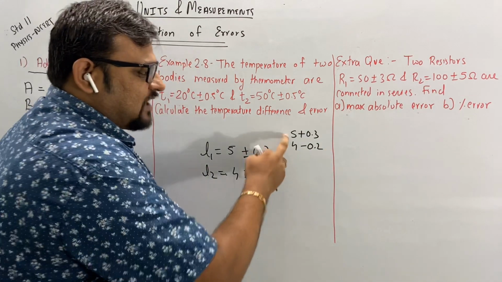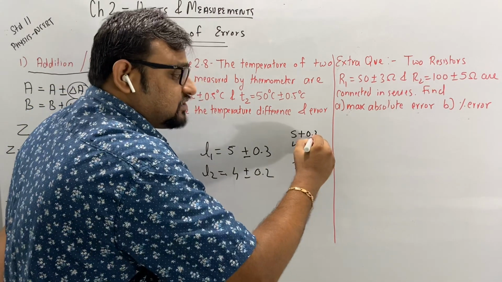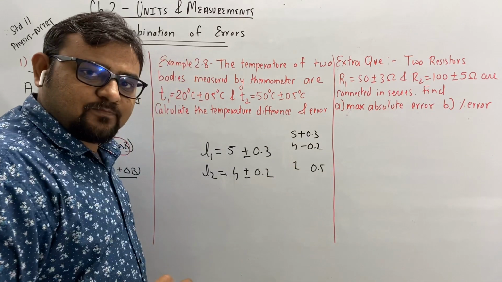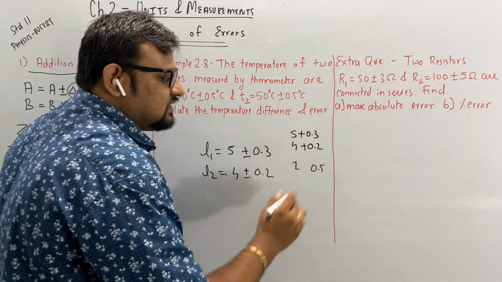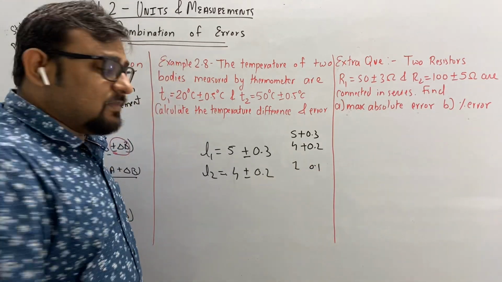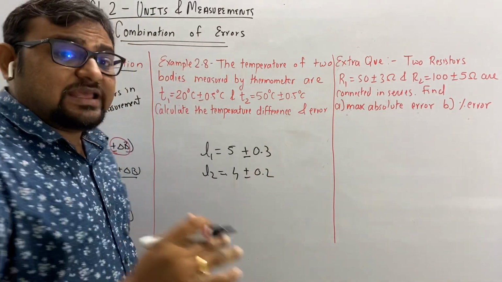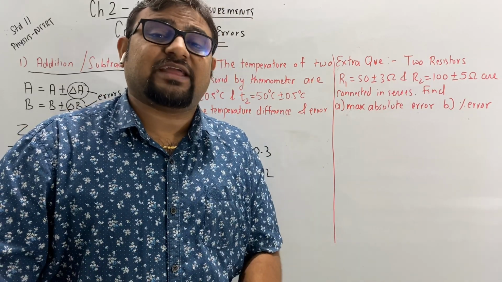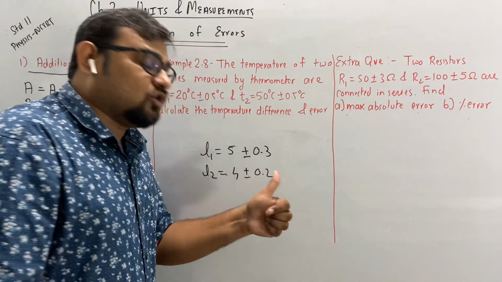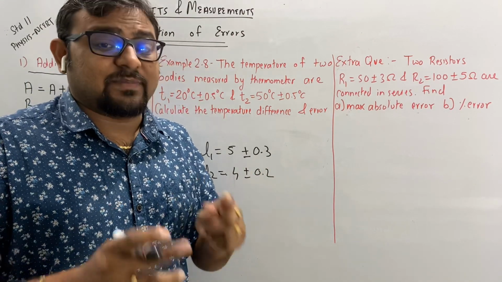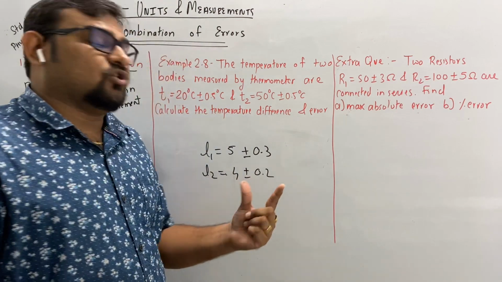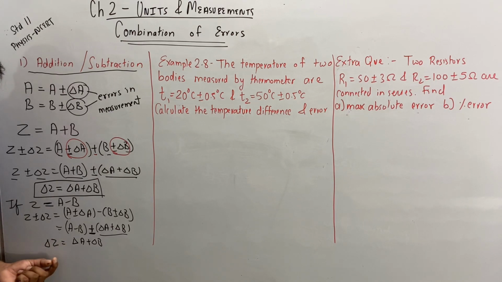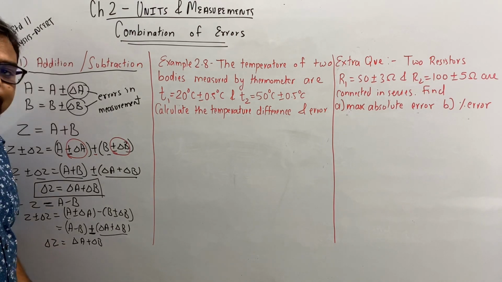Now when we subtract, 5 minus 4 is 1, and 0.3 plus 0.2 gives 0.5, right? If both had the same sign, then it would be 0.1. But what are we finding? We are finding the maximum error. So the maximum error cannot be more than 0.5. It can be less than that, but the maximum error will be 0.5. So that is the reason whether it is plus or minus, the error will be delta A plus delta B.